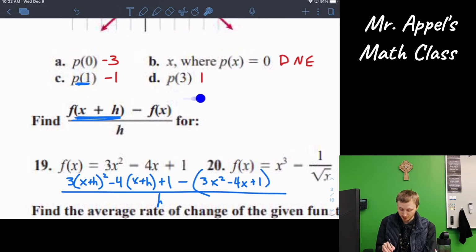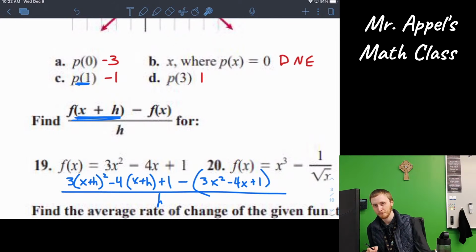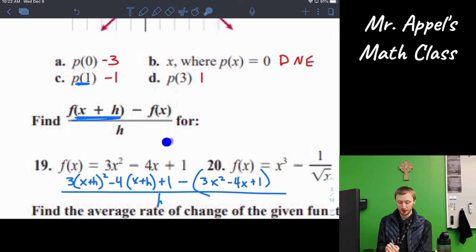These are the directions right here. Find this for this function. Okay? This only references one function, f. There is no function g mentioned here. So within the question, I'm only given the one function as defined. I only need that one function.